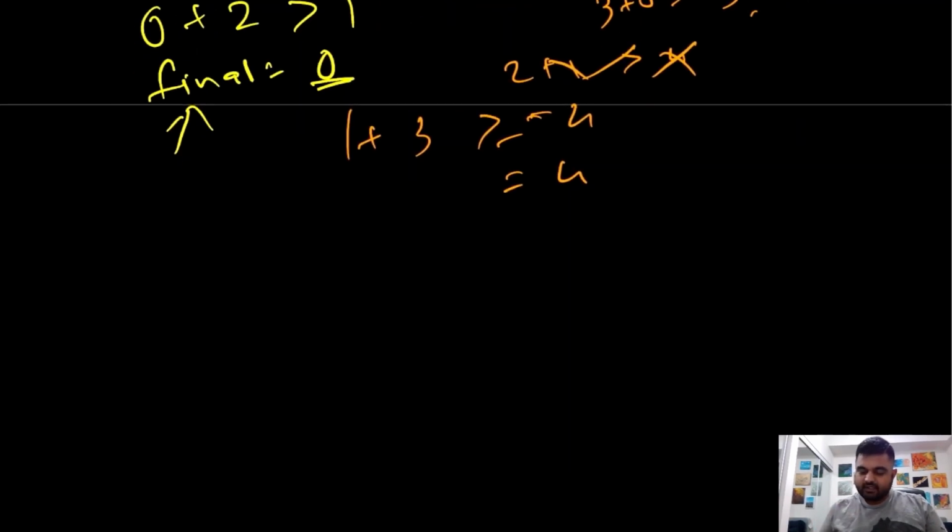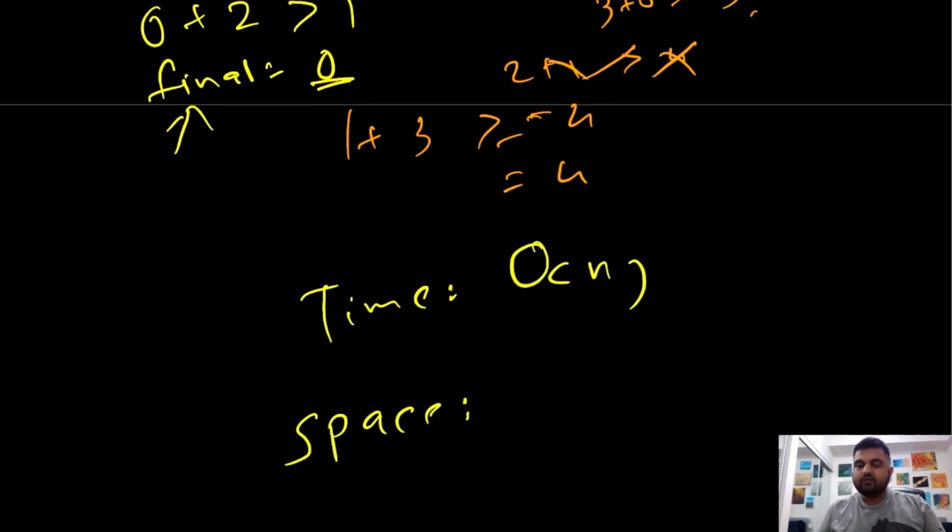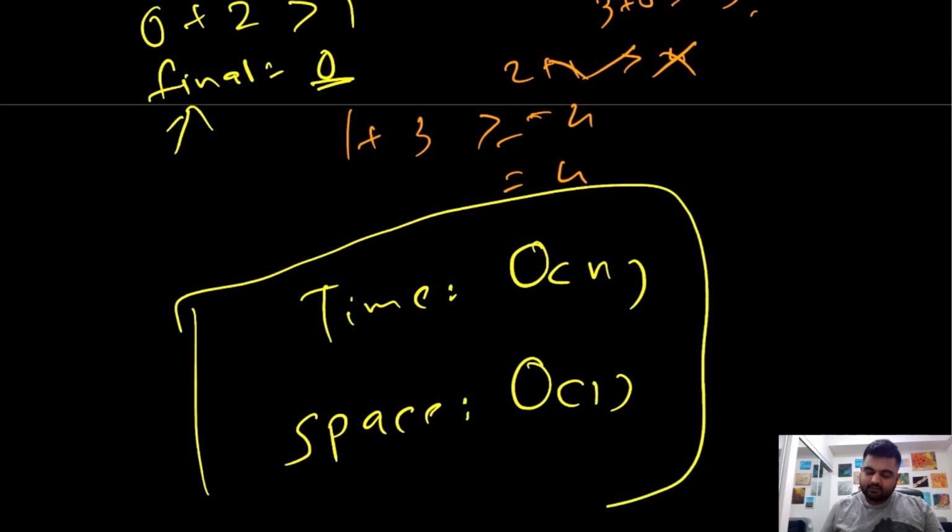The whole thing runs in the time complexity of big O of n. And if we see the space complexity, we are only storing one additional parameter. So we are essentially using constant space, and we are solving this problem. So this is a very efficient solution.